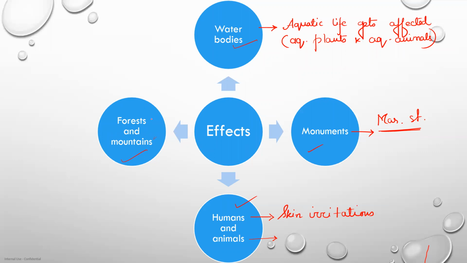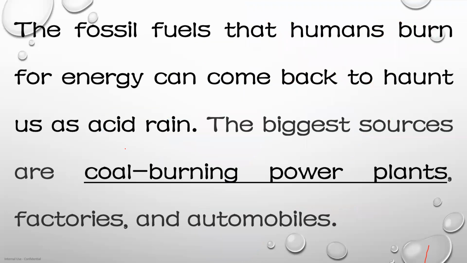Coming to forests and mountains, trees are dying. Trees don't take acidic water, they need sweet water or fresh water. For mountains, snow caps melt because of acidic reactions on them. Acidic rain or acid mixed rainwater is extremely harmful for forest life as well as mountain ecosystem.